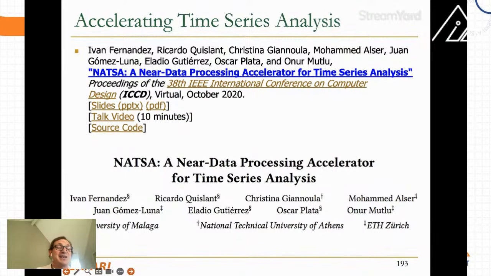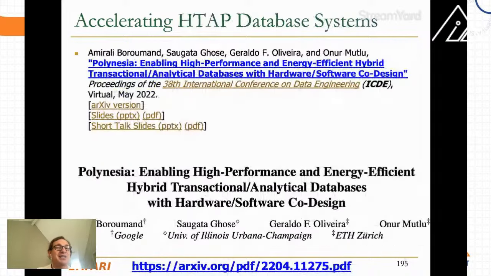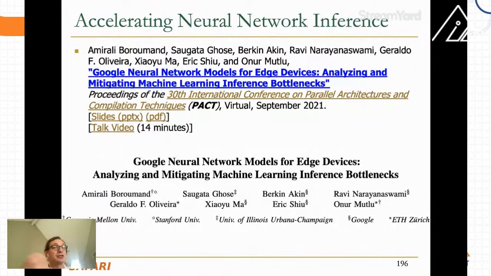One thing I think that's very fascinating is time series analysis. In time series analysis, you're basically operating on huge amounts of time series data, and you're trying to detect some patterns or anomalies. Machine learning can be used also for this purpose, and we can accelerate it significantly. Graph processing is actually still interesting. This paper shows how you can do this using set-centric architectures. Essentially, we're developing a set-based ISA, instruction set architecture, and we're doing graph mining on processing-using-memory as well as processing-near-memory architectures. Databases are another example. You can find that information. Again, these are all papers published at top venues that talk about how to accelerate computation in different sorts of applications. And I believe you need to do more of that.